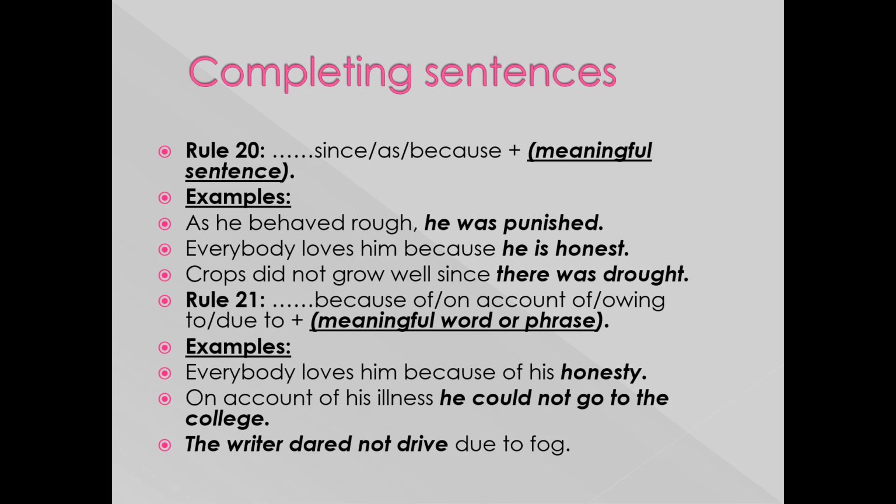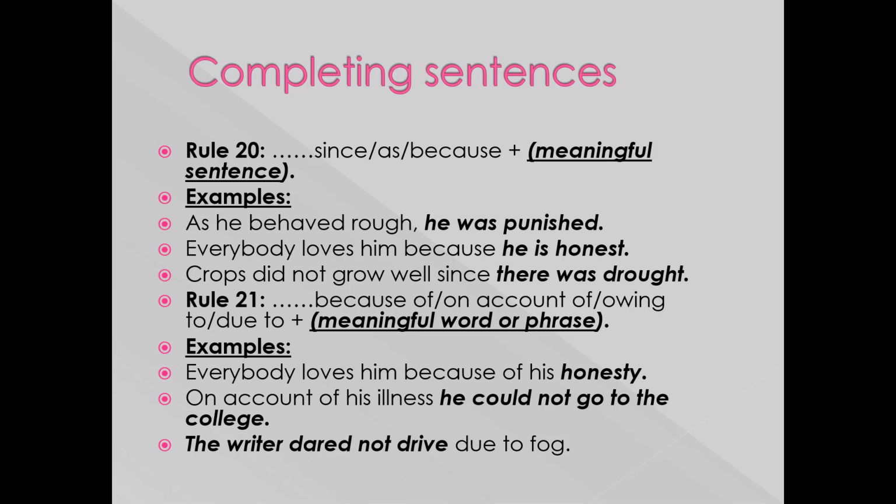Then second example is, on account of his illness, he could not go to college. Same thing. On account of, and after that we have used the phrase his illness. He could not go to college. Third sentence is, the writer dared not drive due to fog. So due to, almost same meaning as because of, and after that we have used just a single word, fog. So these are very easy, and I am again reminding you that because of, on account of, owing to, due to, these are used actually in simple sentences, and after these phrases we have to use a word or phrase.